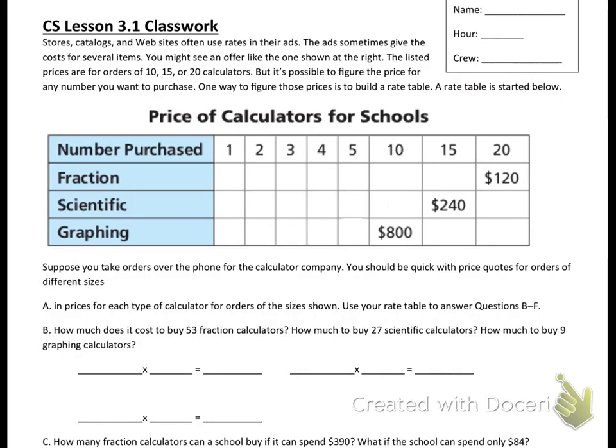Lesson 3.1 classwork. Make sure you get your name, hour, and crew in here. And reading this, stores, catalogs, and websites often use rates in their ads. The ads sometimes give the cost for several different items. You might see an offer like the one shown at the right. The listed prices for orders are 10, 15, 20 calculators. But it's possible to figure out the price for any number you want to purchase. One way to figure out these prices is to build a rate table.